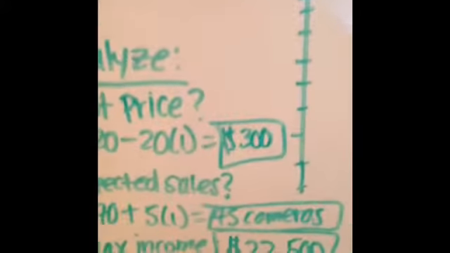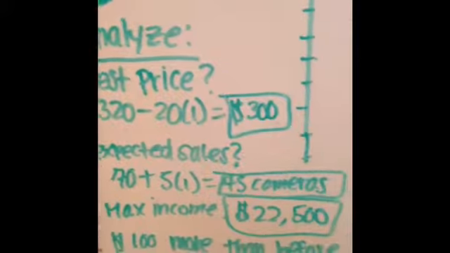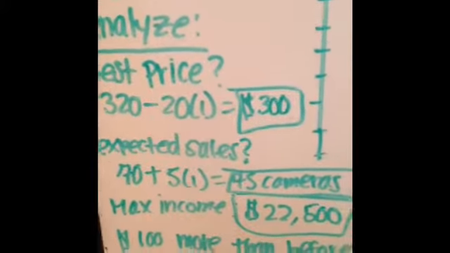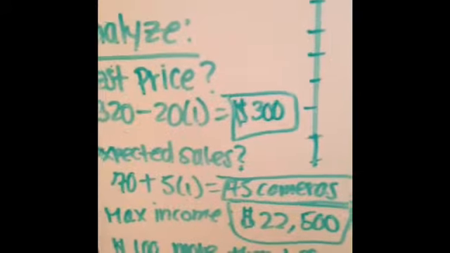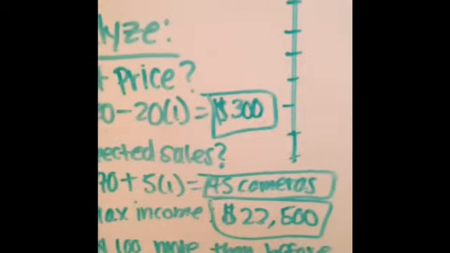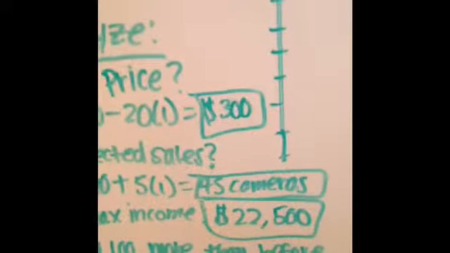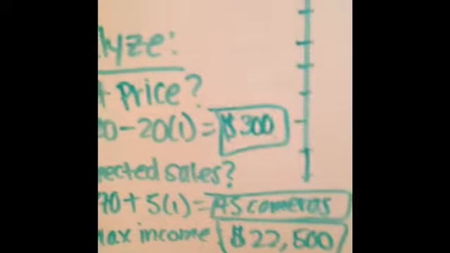So your best price should have been $300, and your expected sales should have been 75 cameras, and your max income is $22,500, which is $100 more than what we started with, which was $22,400.